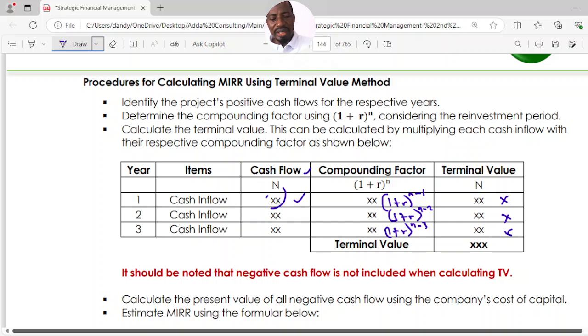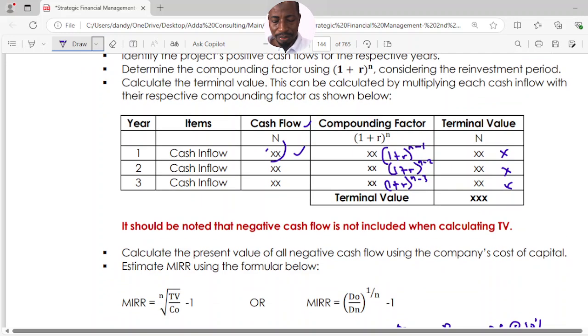Because you want to reinvest, that's why you are calculating terminal value. So as a result of that, you should use the reinvestment rate, not the cost of capital. But where you are given only the cost of capital, then use the cost of capital for all. All right, so that's for that. Then step 3, of course, you know how to calculate present value already. We have done it under NPV. So just multiply your cash flow with the discount factor to get the present value for year 0, and also if you have negative cash flows in between the years, you also calculate the present value for that.